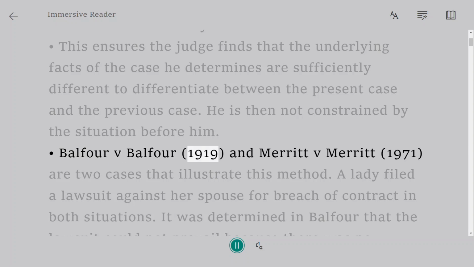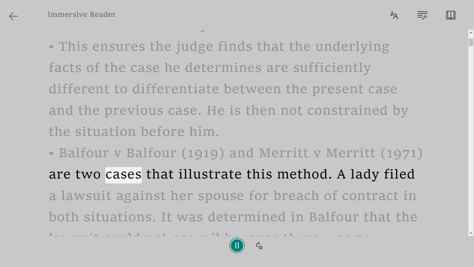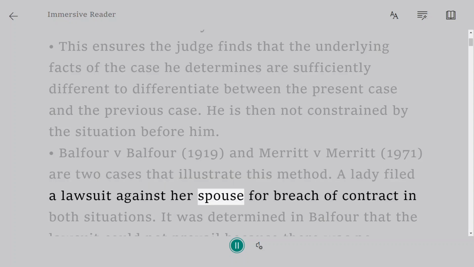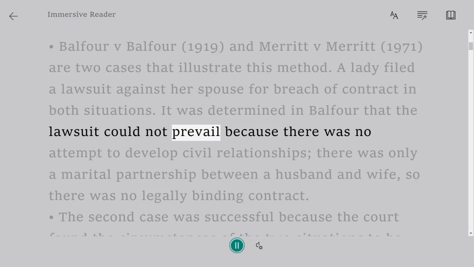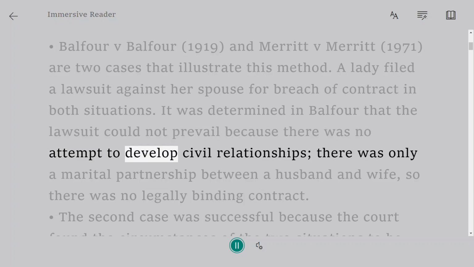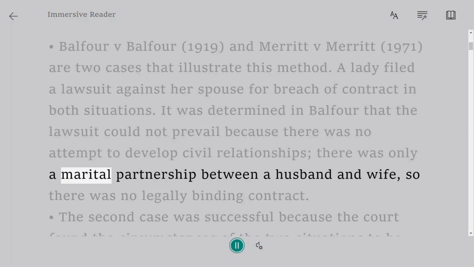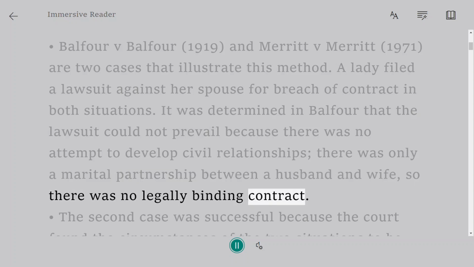He is then not constrained by the situation before him. Balfour v. Balfour, 1919, and Merritt v. Merritt, 1971, are two cases that illustrate this method. A lady filed a lawsuit against her spouse for breach of contract in both situations. It was determined in Balfour that the lawsuit could not prevail because there was no attempt to develop civil relationships, there was only a marital partnership between a husband and wife, so there was no legally binding contract.